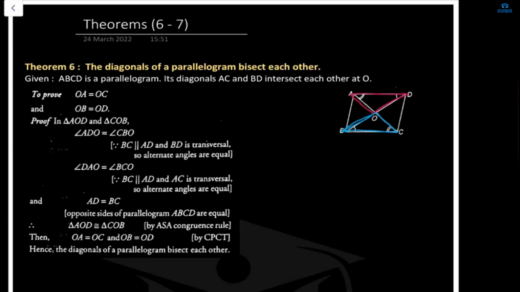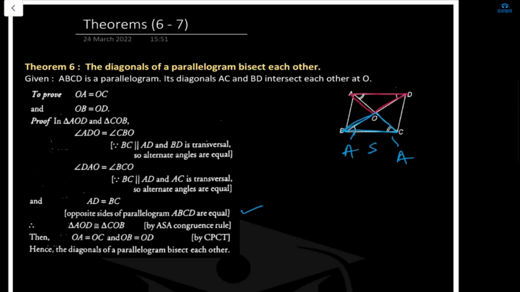Now, AD is equal to BC. Why? Because it is a parallelogram, and in a parallelogram, opposite sides are equal. I have written also here that opposite sides of a parallelogram ABCD are equal. So AD is equal to BC. Understood? So we have angle, side, angle, ASA. Two angles are there, and the side between the two angles we have taken. So from ASA, we have proved that triangle AOD is congruent to triangle COB.